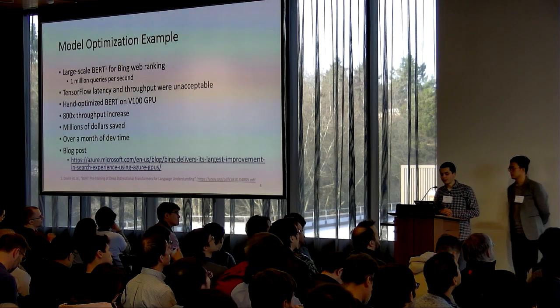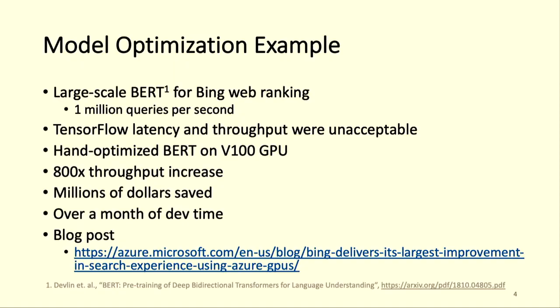So to motivate why we need good, effective model optimization, we recently published a blog post about how we shipped a BERT model for Bing web ranking. This model alone gets around 1 million queries per second, and the TensorFlow latency out of the box was prohibitive for shipping this model. The latency and throughput were unacceptable, and the cost would have been way too large.